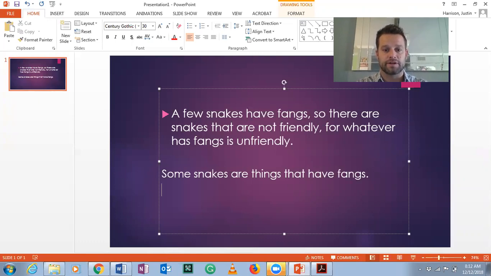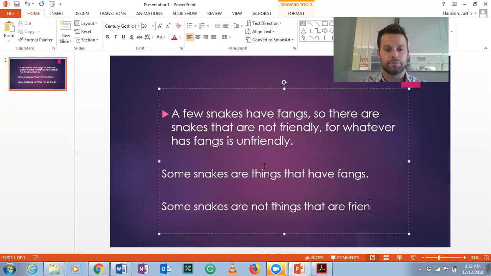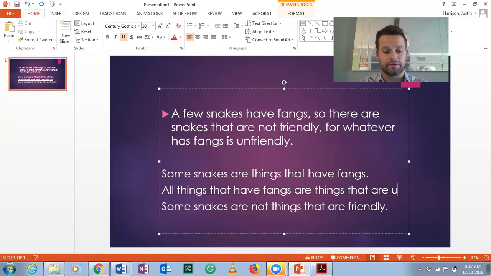So there are snakes that are not friendly. So that "so" is a conclusion indicator. So some snakes are not things that are friendly. And we know that's the conclusion, so we're missing the second premise. Whatever has fangs is unfriendly. All things that have fangs are things that are unfriendly.